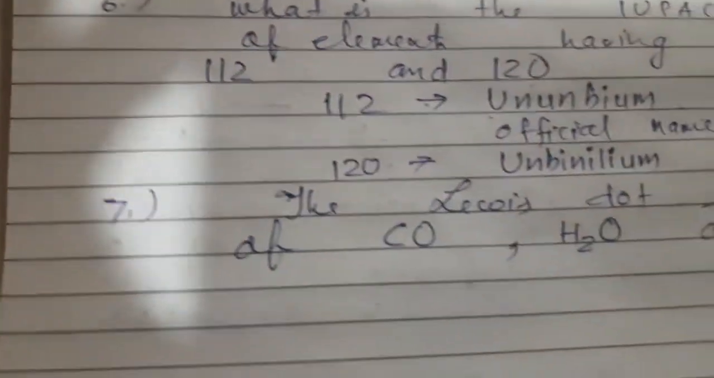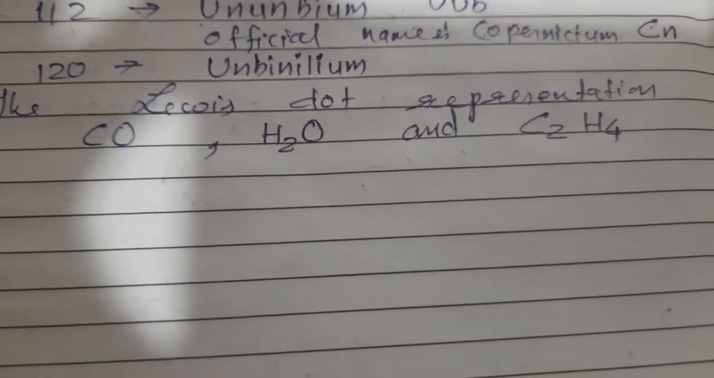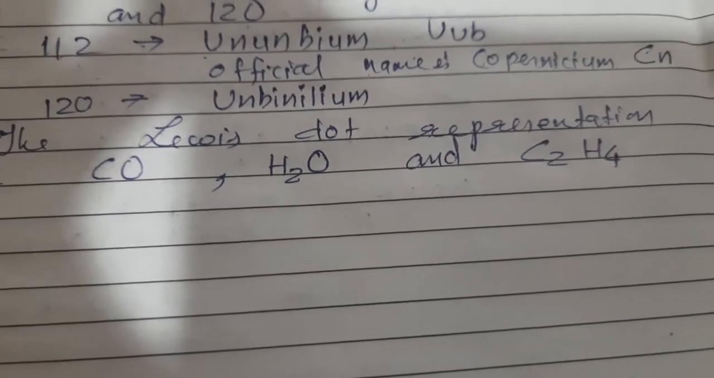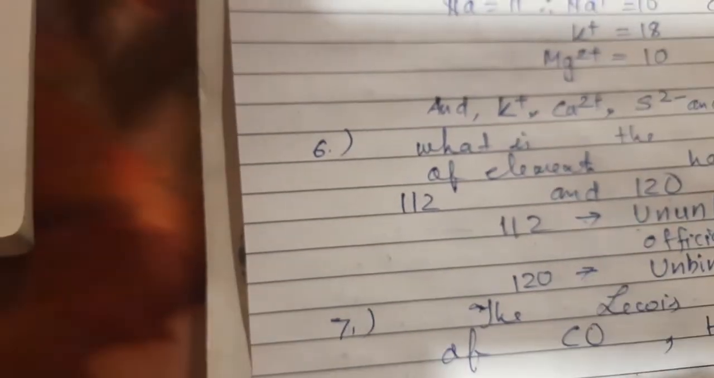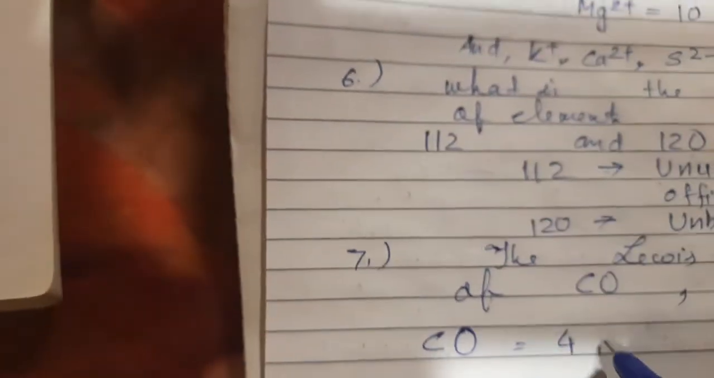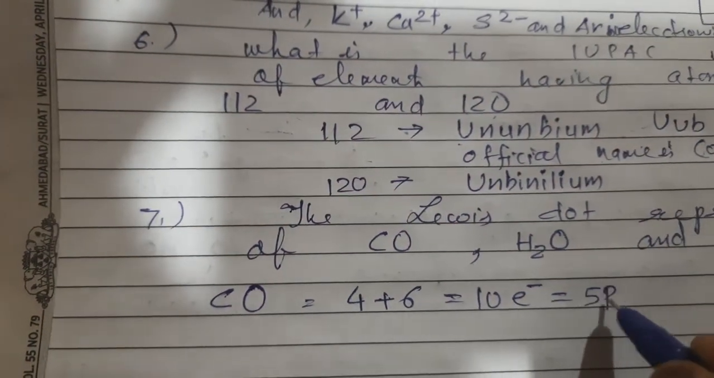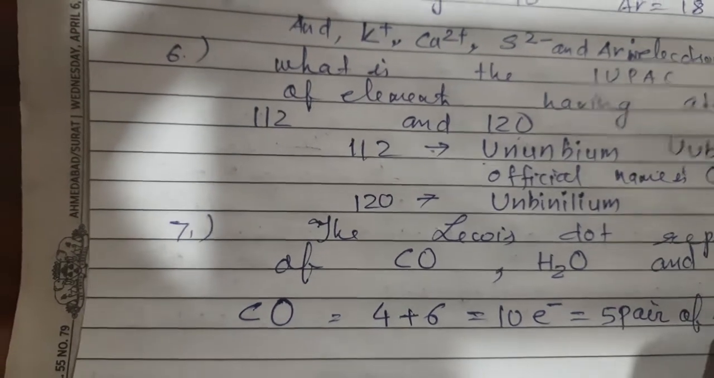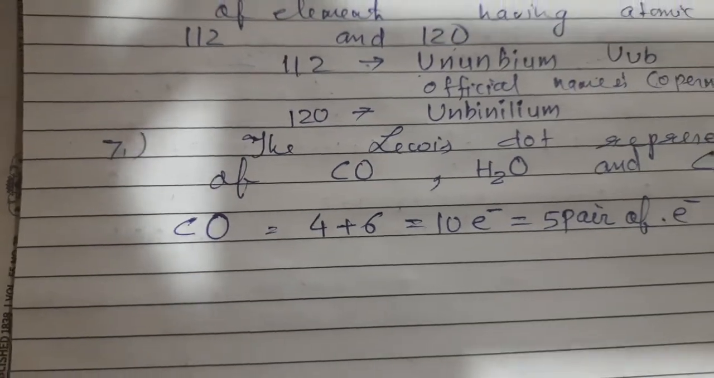Next question is the Lewis dot structure representation of CO, H2O and C2H4. Let me show you first CO. CO means carbon monoxide. How many electrons are there? Carbon outermost orbit has 4 electrons, and oxygen outermost orbit has 6 electrons. So 4 plus 6, total 10 electrons. 10 electrons means 5 pairs of electrons. So we have to adjust 5 pairs around CO so that the octet is completed.